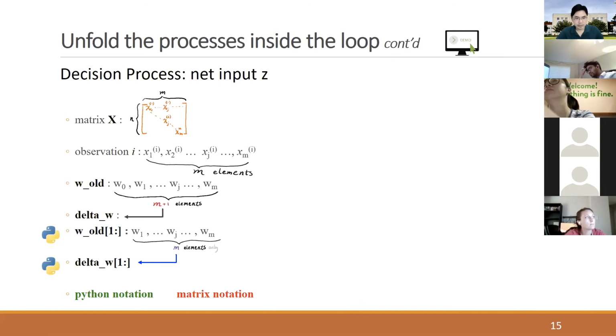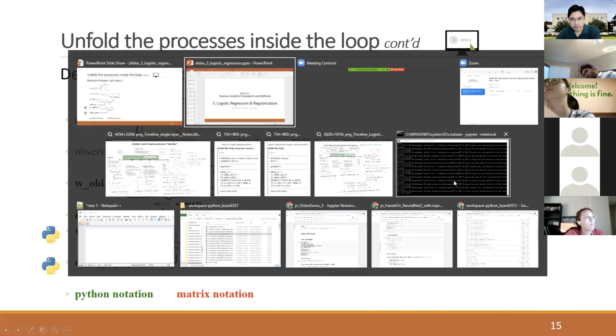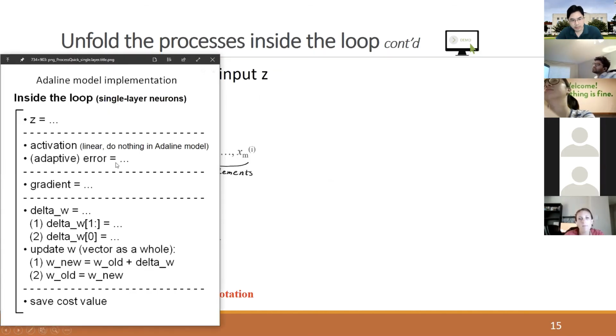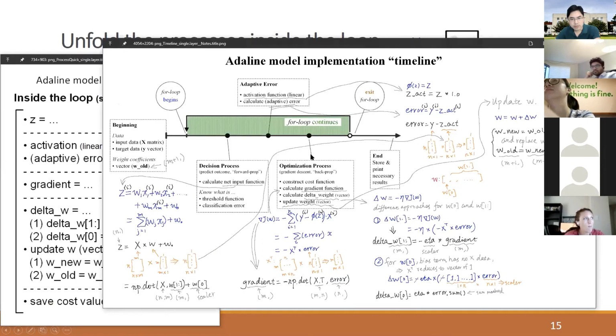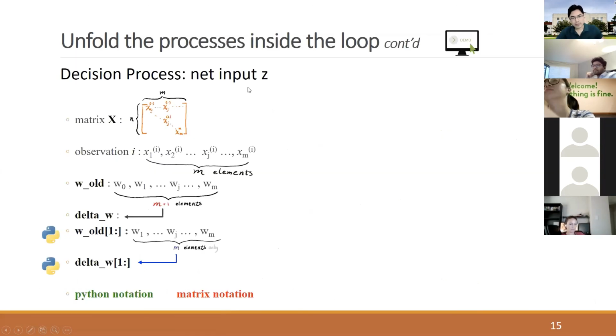Now here begins the first step, net input. This is when the process is within the for loop: net input, activation and error, and then backprop. You may also refer to the implementation timeline. I will begin talking about these three things, right? The first step is net input. It's quite easy, quite intuitive. So how is it calculated?